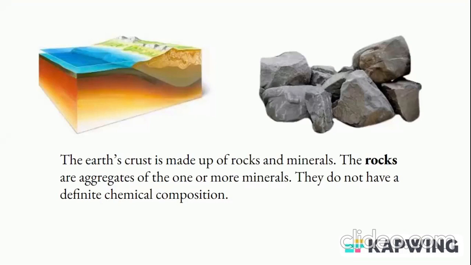The rocks are the aggregates of one or more minerals. So rock contains one or more minerals. They do not have a definite chemical composition. It means they do not have the same kind of composition. Suppose there are different kinds of rocks, so they will have their own different compositions. Understood? Even if two rocks belong to the same type of rock, still their chemical composition will be different.